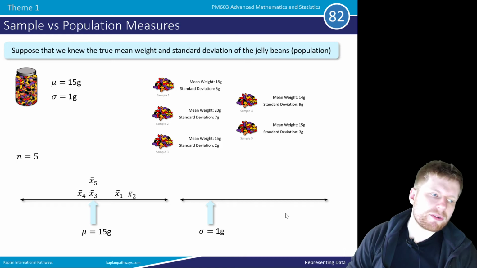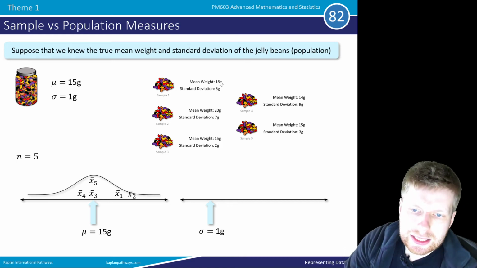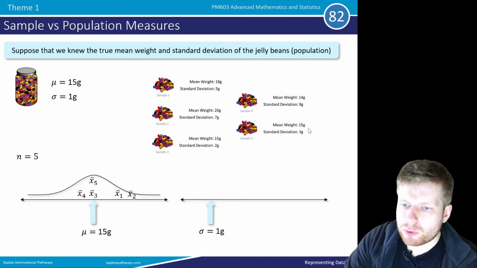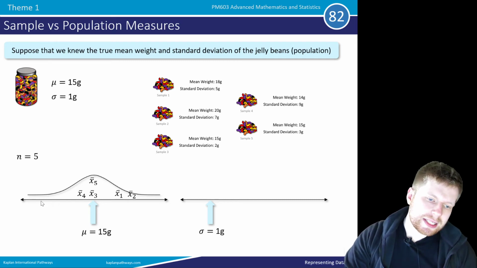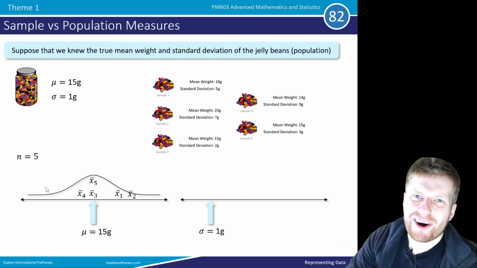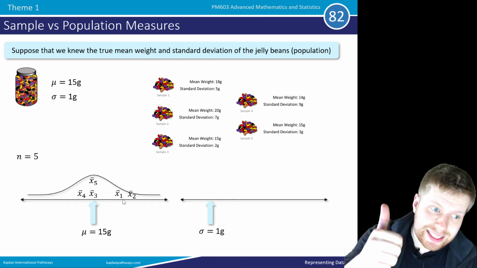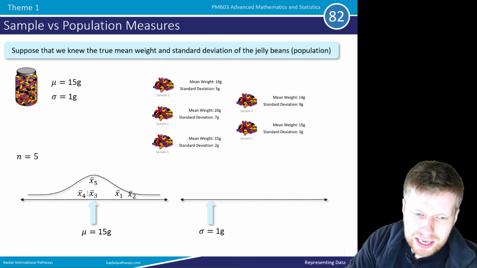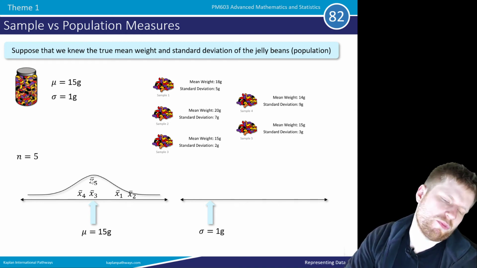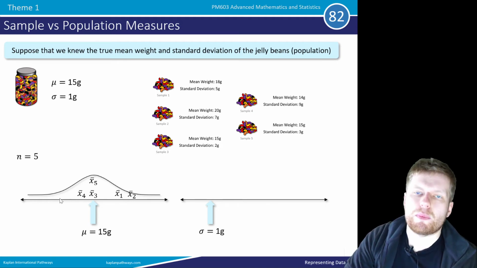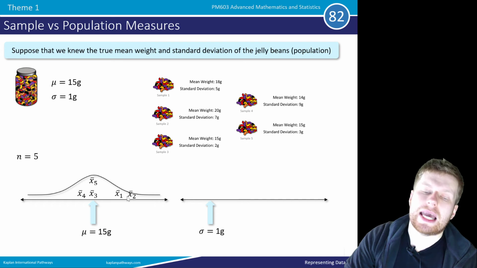So here we go. On the left graph, I plot the mean weight of each sample. You can see here 18 grams, 20 grams, 15 grams, 14 grams, and 15 grams. And you can see they follow this kind of shape. If you recognize the shape of this graph, great. If you don't, we will meet it again in the normal distribution in theme 3. But effectively, you can see there's a reasonable amount of weights clustered together, and a few which are slightly more spread out towards the edges.